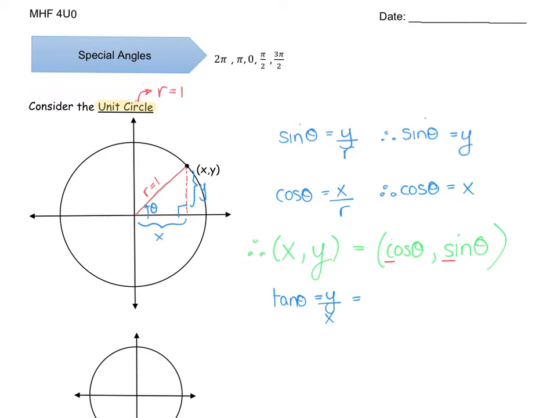From this picture, we also know that tan theta equals y over x. That's a reminder that tan theta equals sine theta over cos theta, which you should have learned before, from your grade 11 understanding.